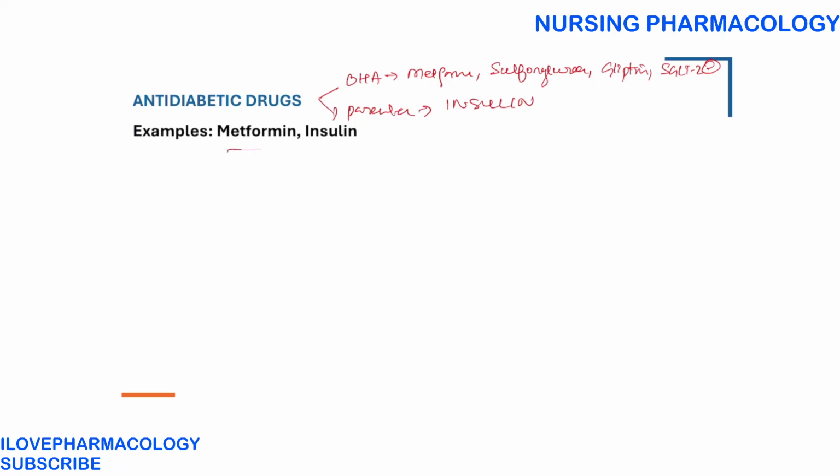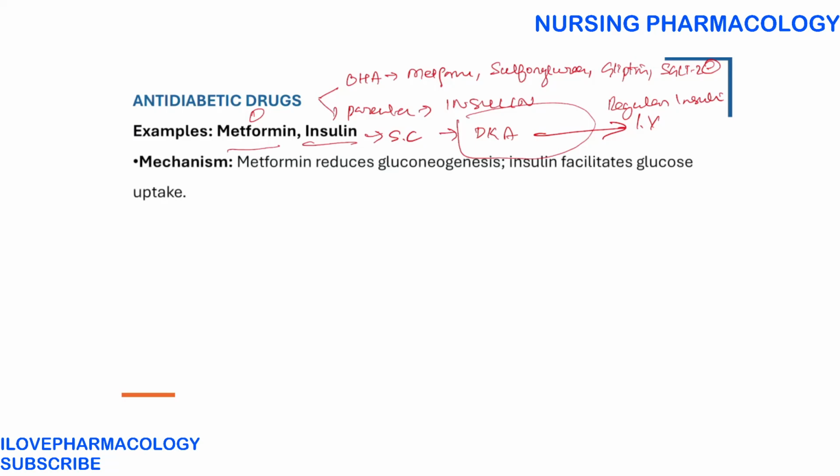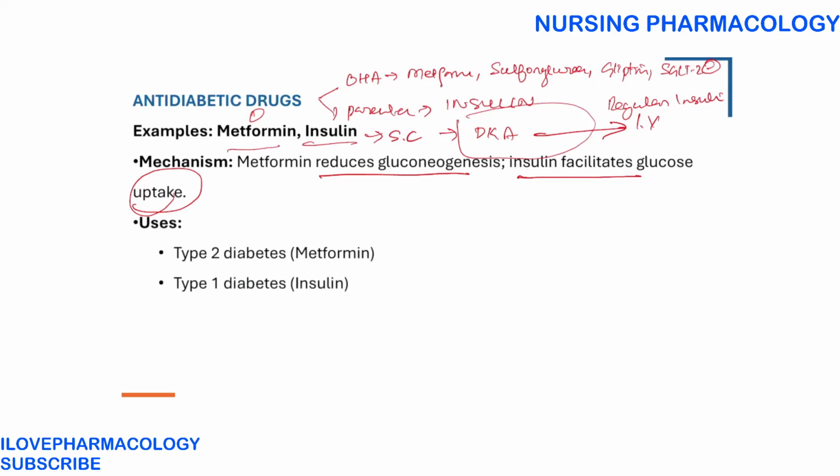So metformin is given through the oral route, and insulin is most commonly given through the subcutaneous route. But in case of diabetic ketoacidosis, please remember, it is given through the IV route, especially regular insulin through the IV route. And the mechanism of action: it reduces gluconeogenesis, and insulin will facilitate glucose uptake into the skeletal muscle. Insulin is the main drug used in type 1, as well as it can be used in type 2 if the oral drugs are not controlling the condition.